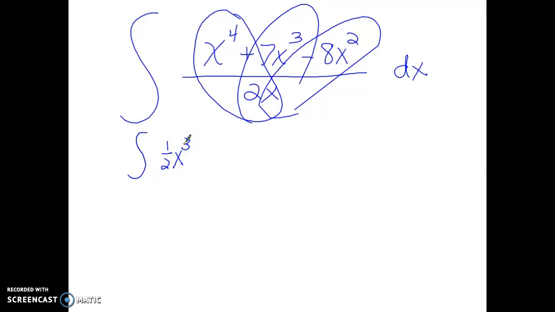My middle term, my x's would reduce, so I would have an x squared. My coefficient, I'm going to view that as being 7/2. And for my last term, my coefficient would be the 8/2, which reduces, so actually I have -4 and then x after I reduce my x's. Now that I have it rewritten, I can just go ahead and integrate.